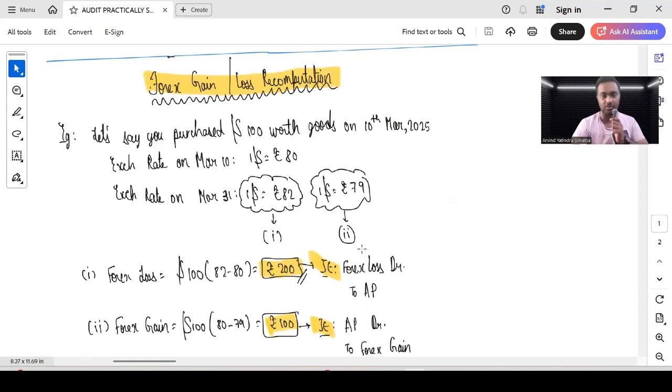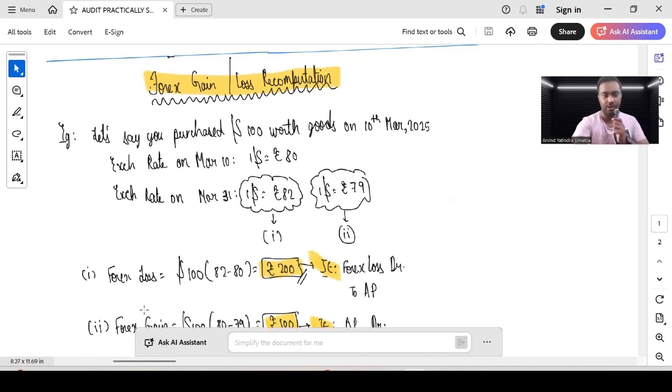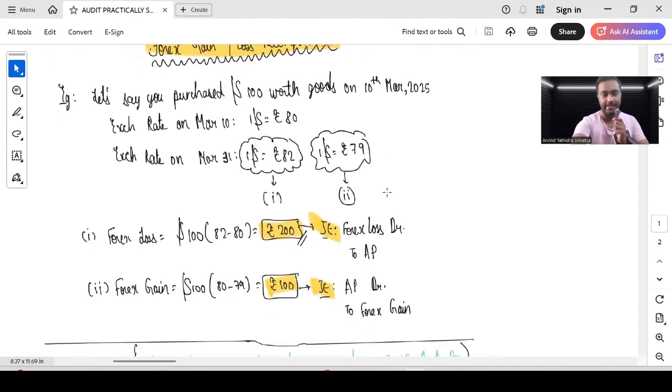So the entry you would need to pass in relation to this is forex loss debit to accounts payable. Let's say the exchange rate becomes 79 as at the year end. Your forex gain would be $100 into 80 minus 79, which would equal rupees 100. So the entry you would need to pass against this is your accounts payable debit to your forex gain.